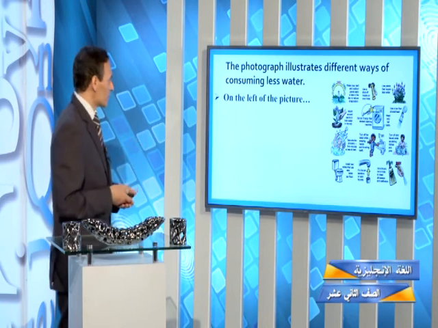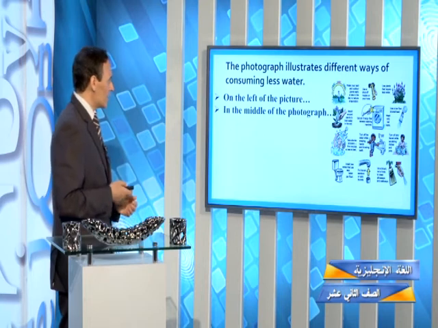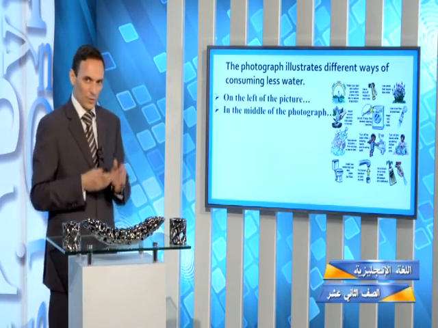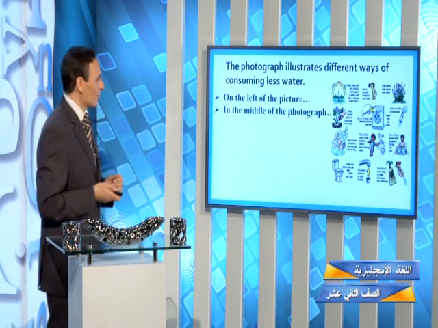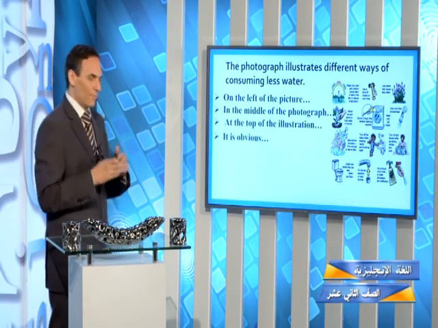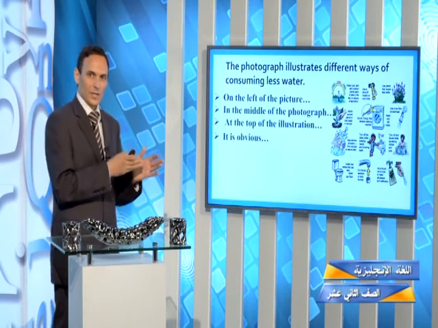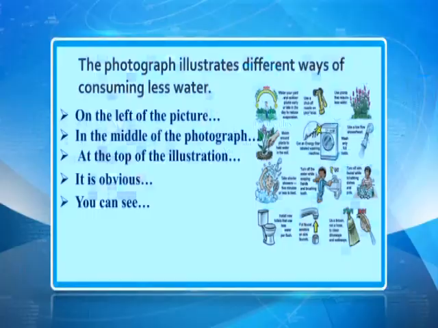Okay? You can use the following expressions. You can say, on the left of the picture, on the left side of the picture. You can say, in the middle of the photograph, and you focus the listener's attention on the center of the photograph. You can say, at the top of the illustration, or it is obvious, it is clear that this picture is talking about pollution or another ecological problem. Okay? You can see, or as you can see here, the picture is talking about different ways of saving water, of consuming less water. Okay?